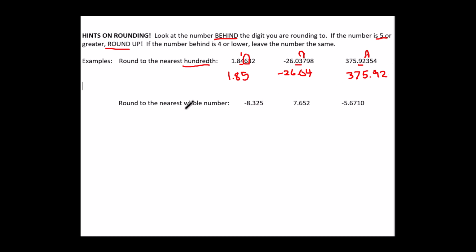All right, now we're going to round to the nearest whole number. The whole numbers are on the left-hand side of the decimal. So I'm going to look at the digit directly following the 8. The 3 is not 5 or greater, so that's just going to be negative 8, making that a whole number. Round 7 to the nearest whole number. So I'm going to go to the right and look at the 6. 6 is greater than 5, so I'm going to add 1 to the 7 and make that positive 8.